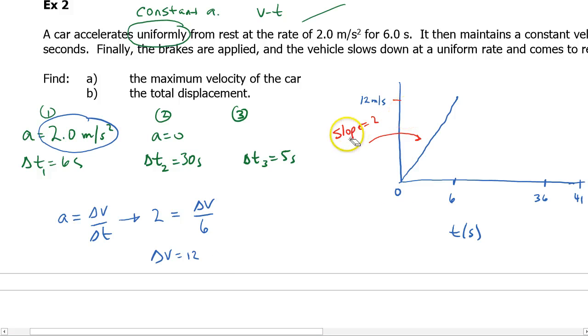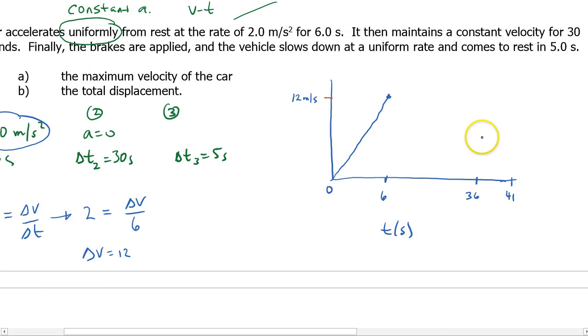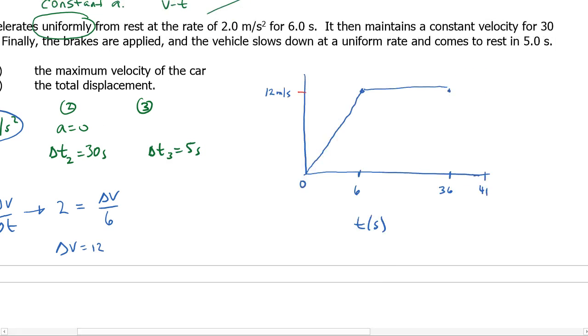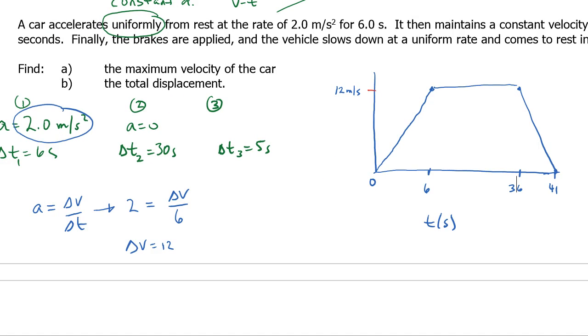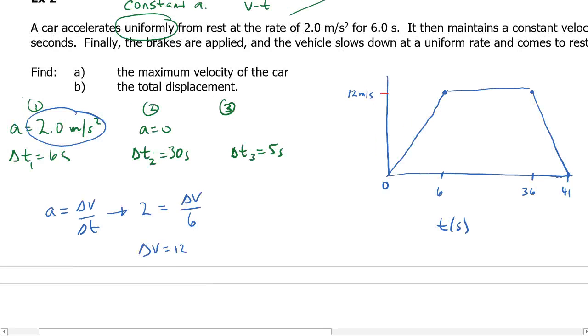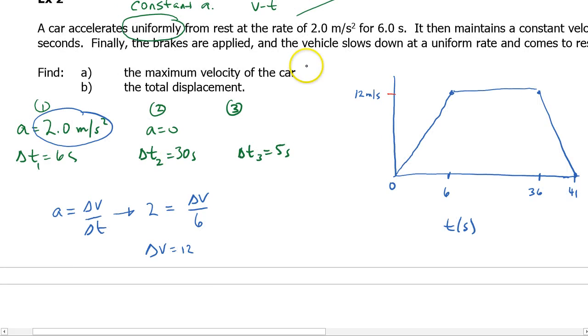I'll erase my other work just so that we can see stuff. So we got up to 12 here. Now we stay at a constant velocity for 30 seconds. Right? And then it says it slows down at a uniform rate, coming to rest in 5 seconds. So at the end it goes all the way down to there. Alright, so first of all, find the maximum velocity of the car. Well, I guess we did that already. We said it's 12 meters per second.